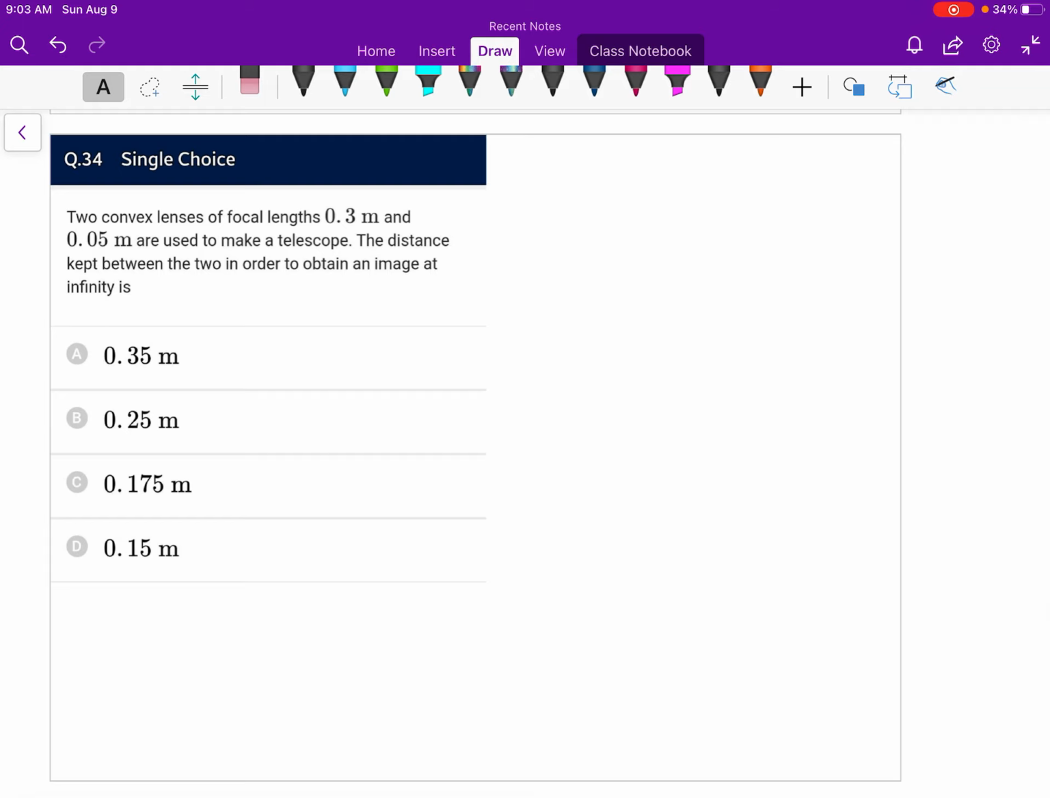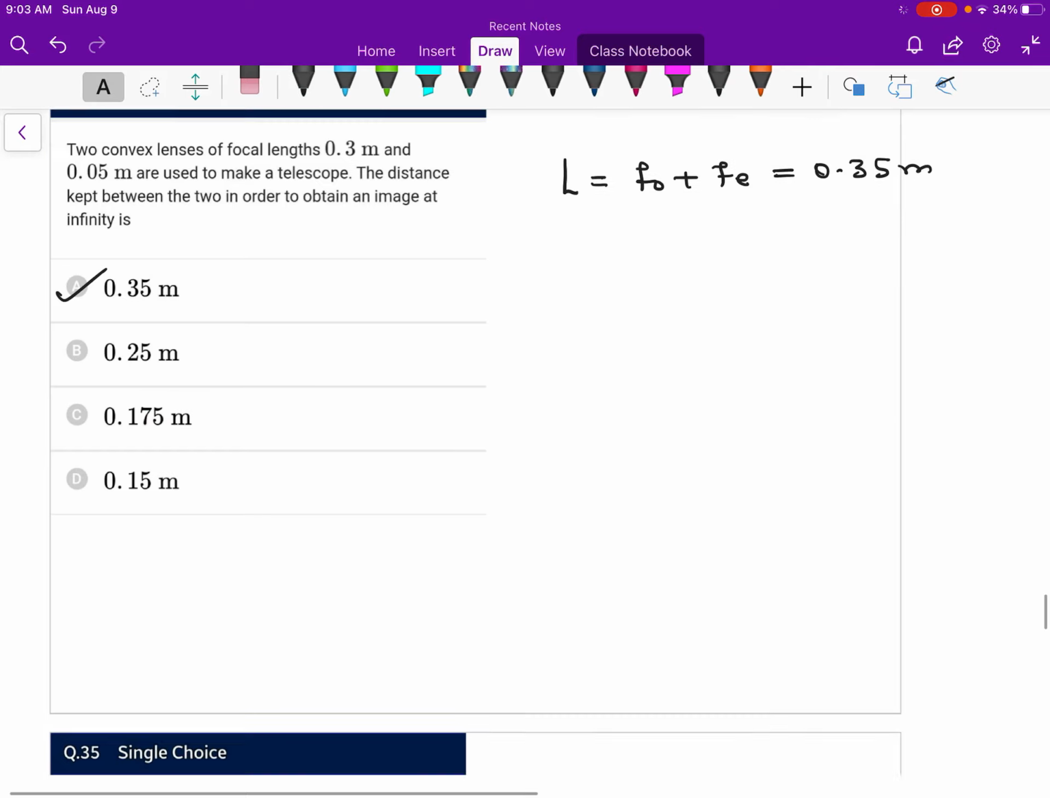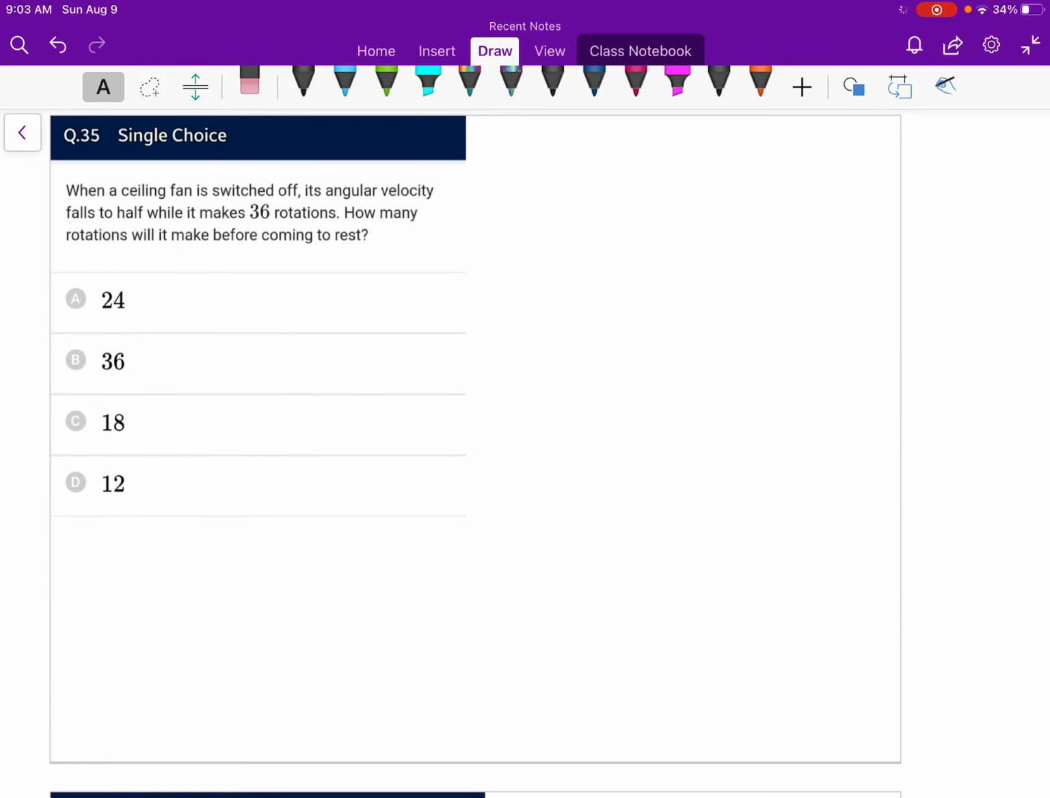Two convex lenses with these focal lengths: the distance kept between them in order to obtain an image at infinity. So the tube length is fo plus fe, so that is 0.35 meter. So A is the correct option.